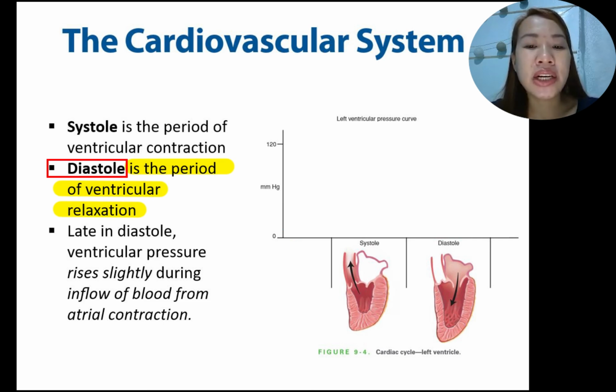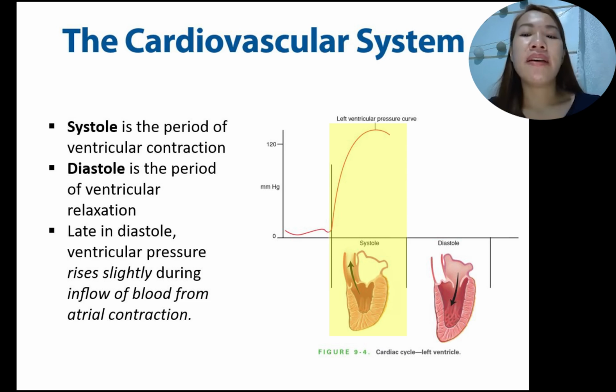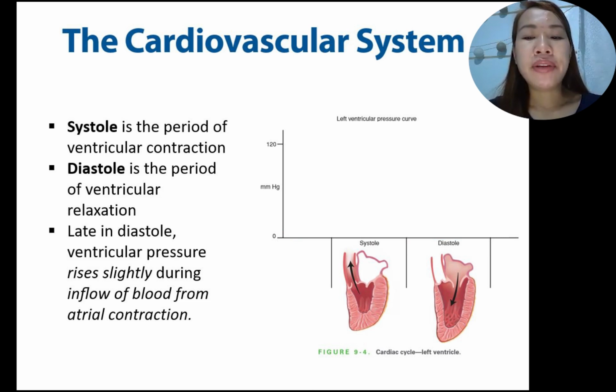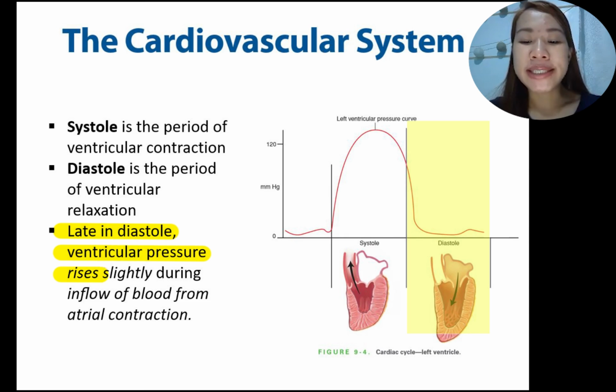So we can see here in the y-axis the pressure in millimeters of mercury, and the events in the cardiac cycle, systole and diastole, and what happens to the pressure. Take note, class, in systole, in the period of ventricular contraction, there is an increased left ventricular pressure curve. While in the period of ventricular relaxation, we can see that the pressure decreases, but late in diastole, ventricular pressure now rises slightly.